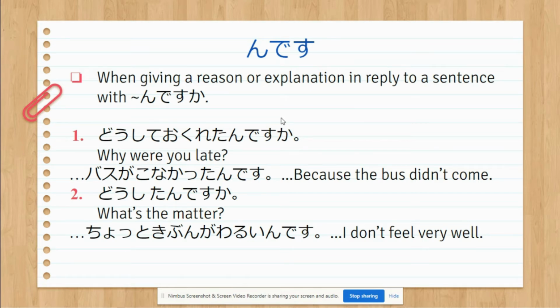Or you can say basu ga kimasen deshita kara, because the bus didn't come. But for Enyong level, we use en desu. Basu ga konakattan desu. Or chotto kibun ga waruin desu. We could say in Engo level, chotto kibun ga warui desu kara. But in Enyong level, we say chotto kibun ga waruin desu. I don't feel very well.